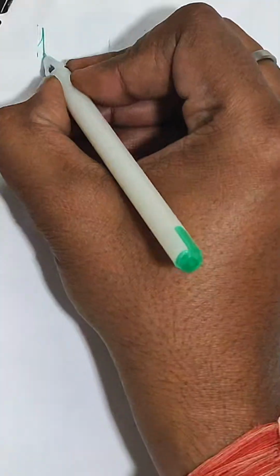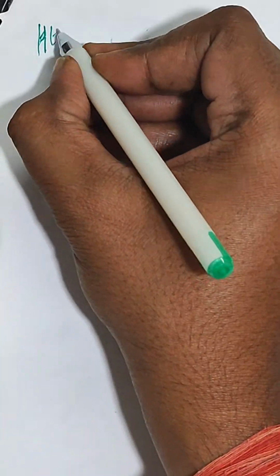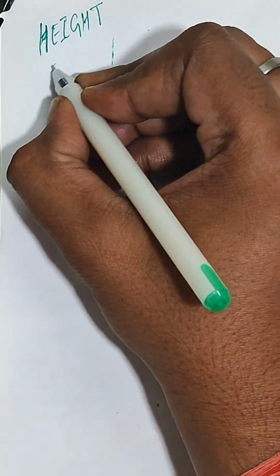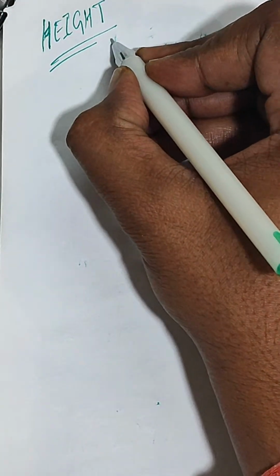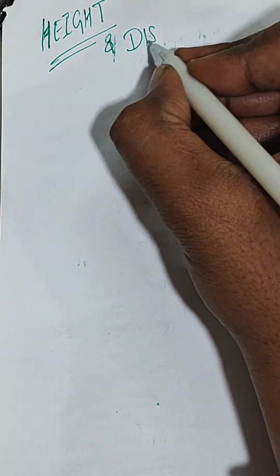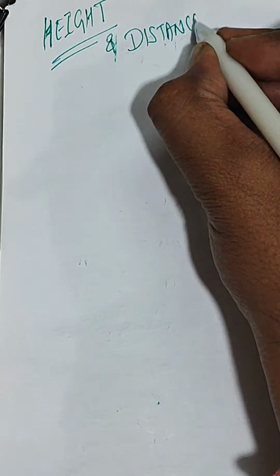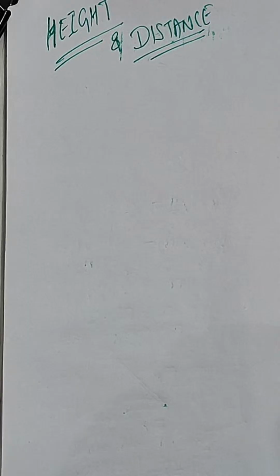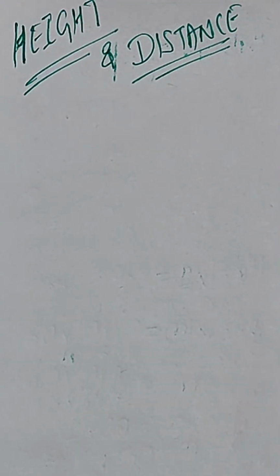Okay, the topic for today is height and the distance. Right, let me zoom a little. Height and distance, yes, I think it's properly visible. Let me take the questions one by one. Let me take the first question from NCERT.